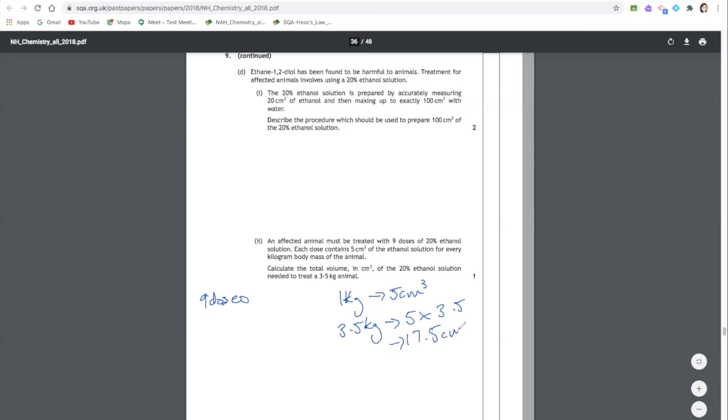That's just for 1 dose, but they'll need 9 doses altogether. So then the total volume would be 17.5 times 9, which is 157.5 centimetres cubed.